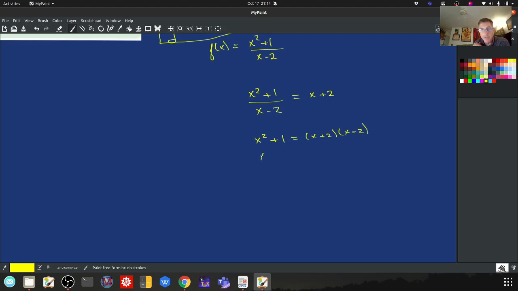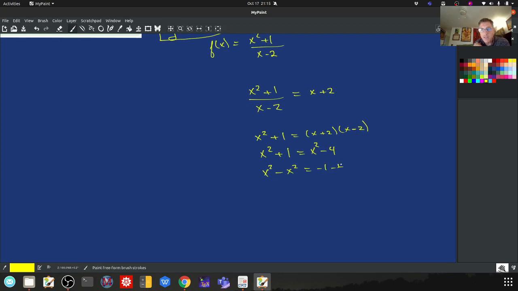So let's go ahead and do this. x squared plus 1 is equal to x plus 2 times x minus 2, which is x squared minus 4, because that's just the difference of perfect squares factorization. Now we solve for x. I notice that the x squared terms cancel. If I move the x squared terms to one side and the constants to the other, I get 0 is equal to minus 5. So if we go all the way back to the first of the class, that means no solution.